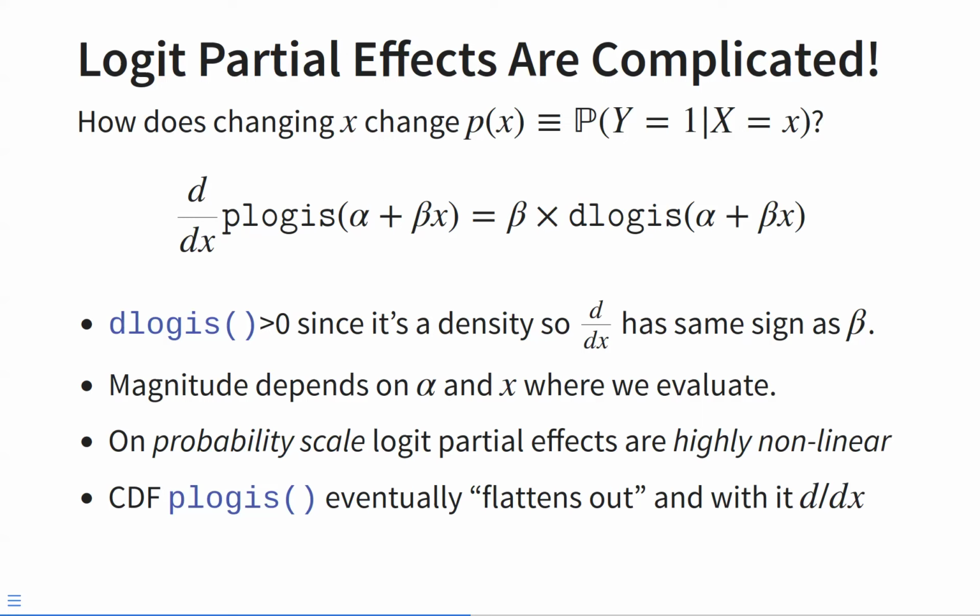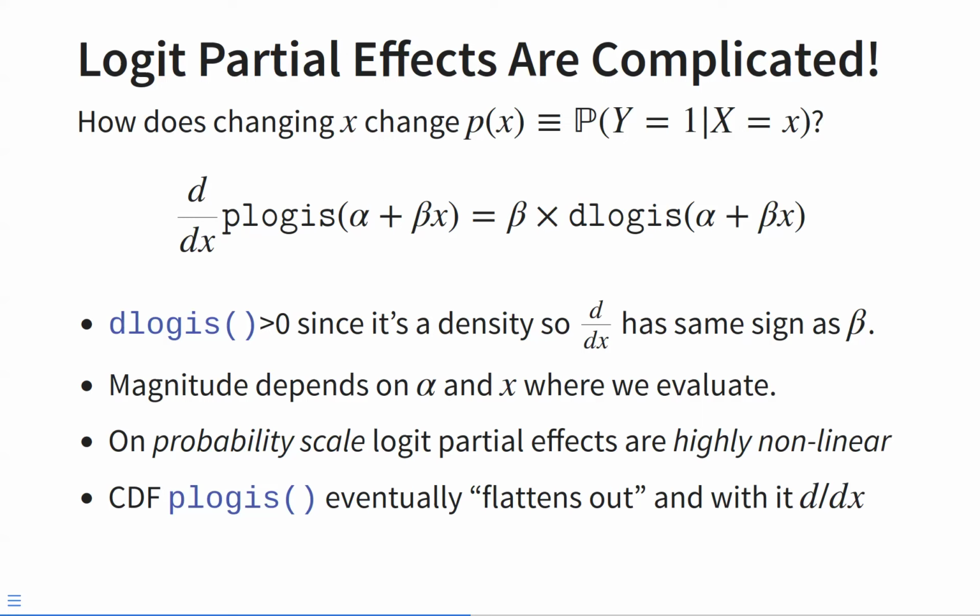How do we compute that? Well, we're going to use the chain rule. And when we do that, we have to pull a beta out front. And the derivative of p logis, which is the CDF of a standard logistic distribution, is d logis, which is the density of that distribution. That's just the fundamental theorem of calculus. Okay, so what can we say about this? Well, d logis is a density, so wherever we evaluate that density, it's positive. Anywhere on its support, it's positive, and its support is the entire real line. So that tells us that this derivative is always going to have the same sign as beta, because the derivative equals beta times something that is positive.